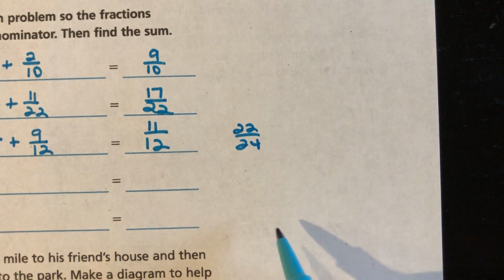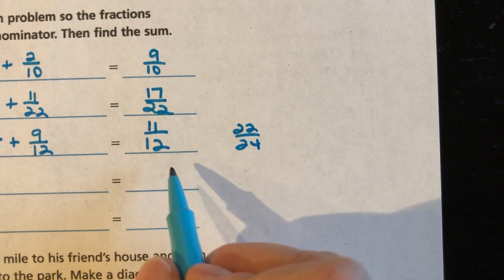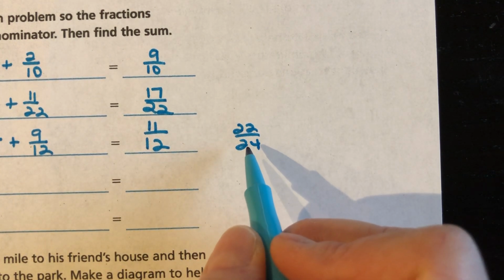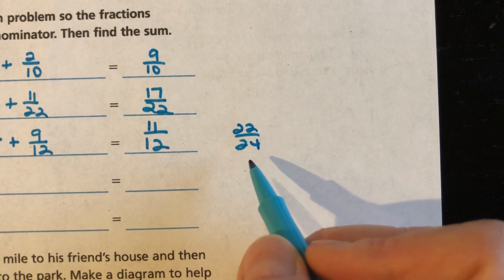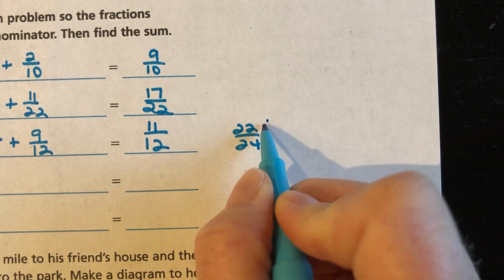This right here is correct. It's equivalent to 11/12, but it's not in simplest form. They're both even, so I can tell they're not in simplest form. If they're both even, that means I can divide them each by 2.